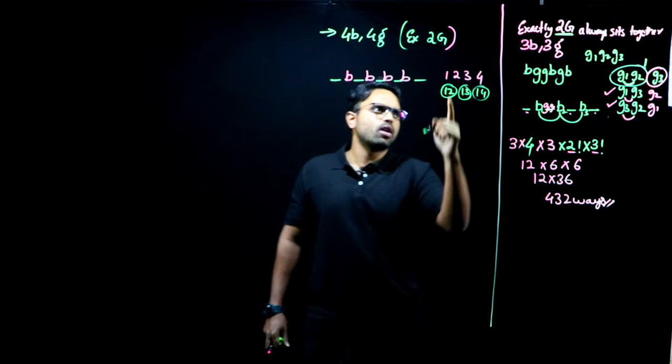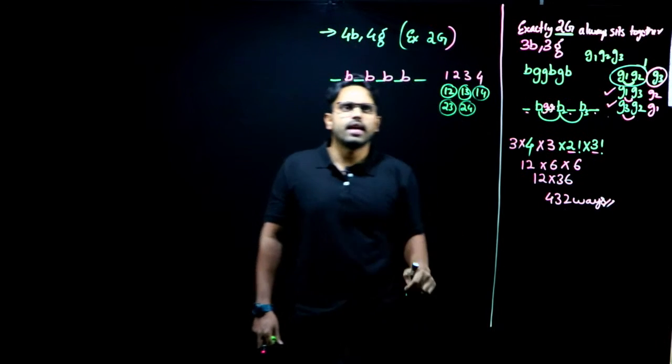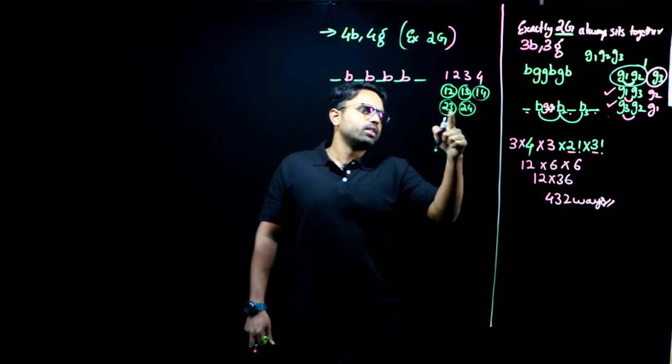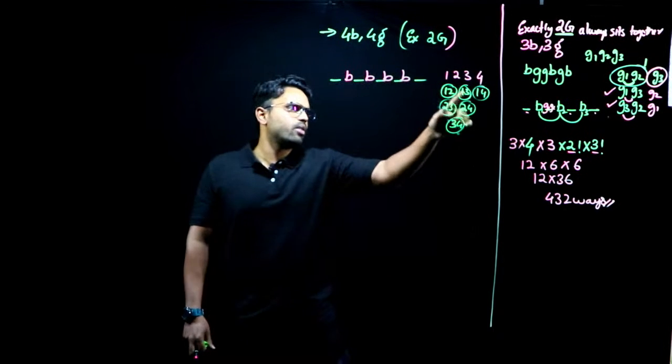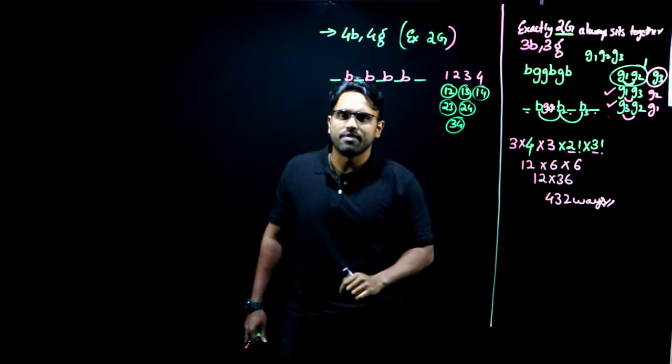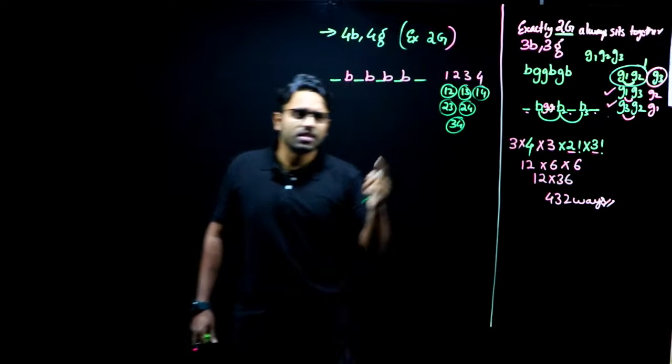Next, 2 and 1 is already done. 2 and 3 can sit together. 2 and 4 can sit together. Next, 3 and 2 is already done. 3 and 4 can sit together. So how many cases will I have here? 1, 2, 3, 4, 5, 6. 6 cases I will have here. Earlier I had 3 cases, but here I have 6 cases. Now tell me your approach.